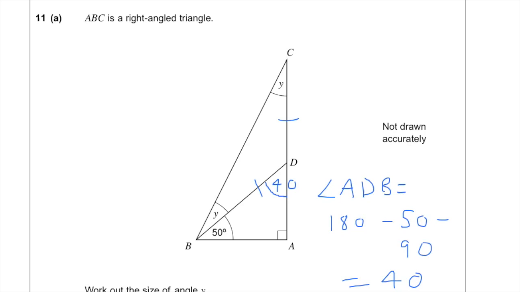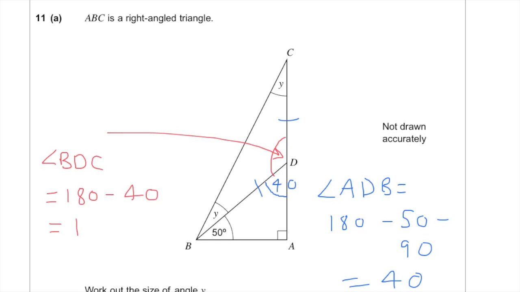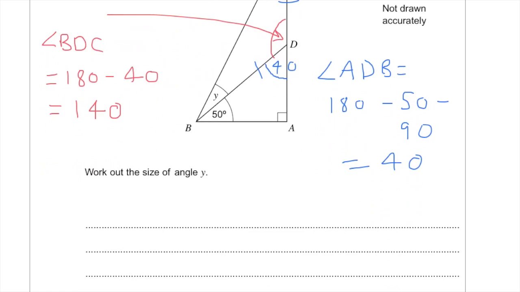So that's 40 degrees. This then helps us work out the size of this angle here, angle BDC, which is equal to 180 minus 40, which is equal to 140 degrees. Now this tells us that 2y must therefore equal 40 degrees, so y has got to equal 20 degrees.